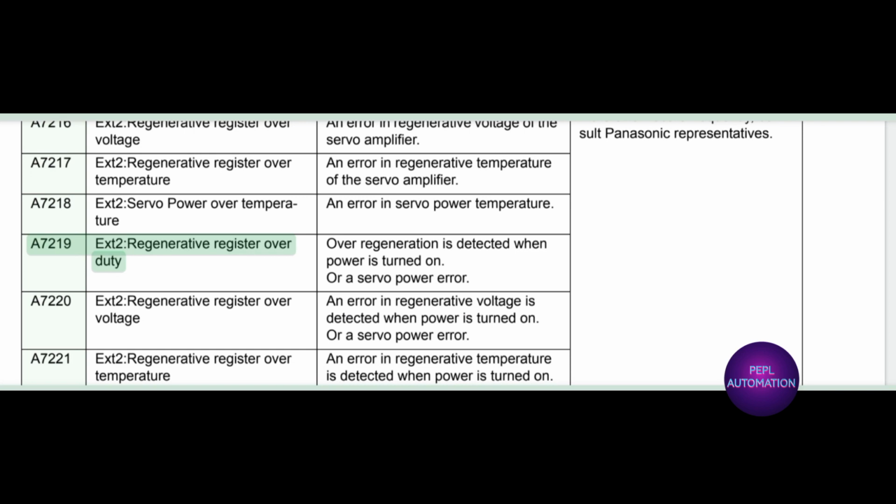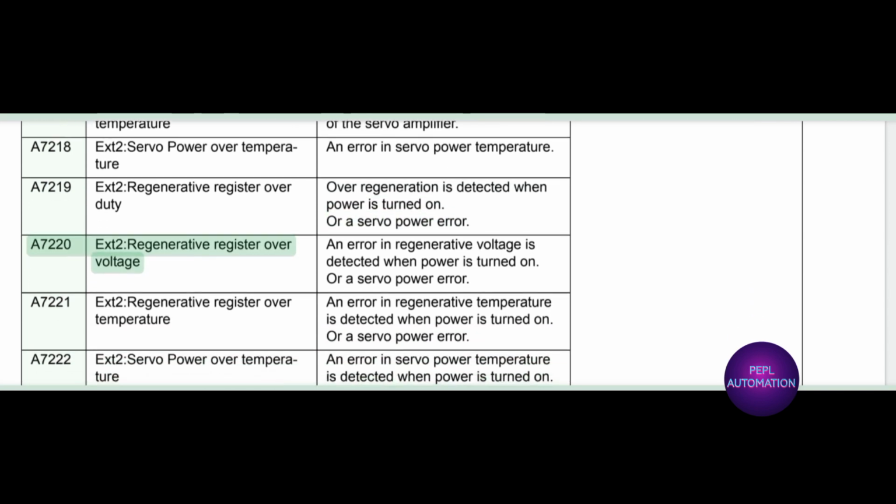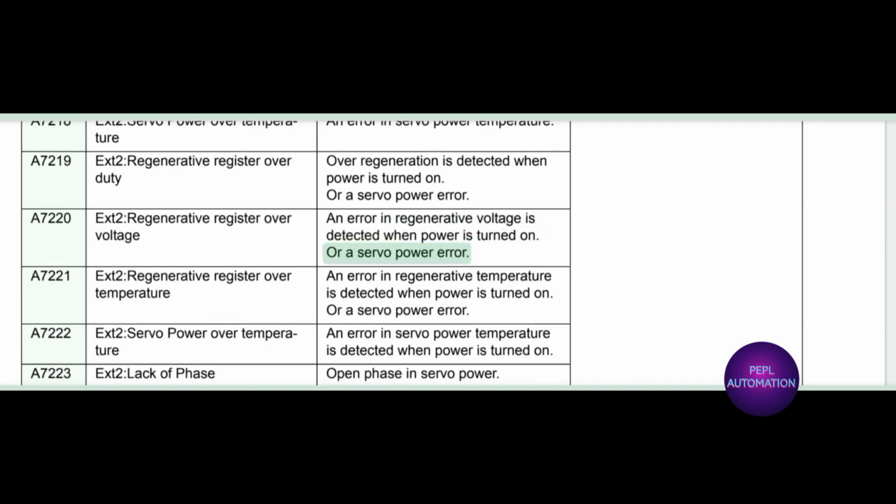A7219X2, regenerative register over duty. Over-regeneration is detected when power is turned on, or a servo power error. A7220X2, regenerative register over voltage. An error in regenerative voltage is detected when power is turned on, or a servo power error.